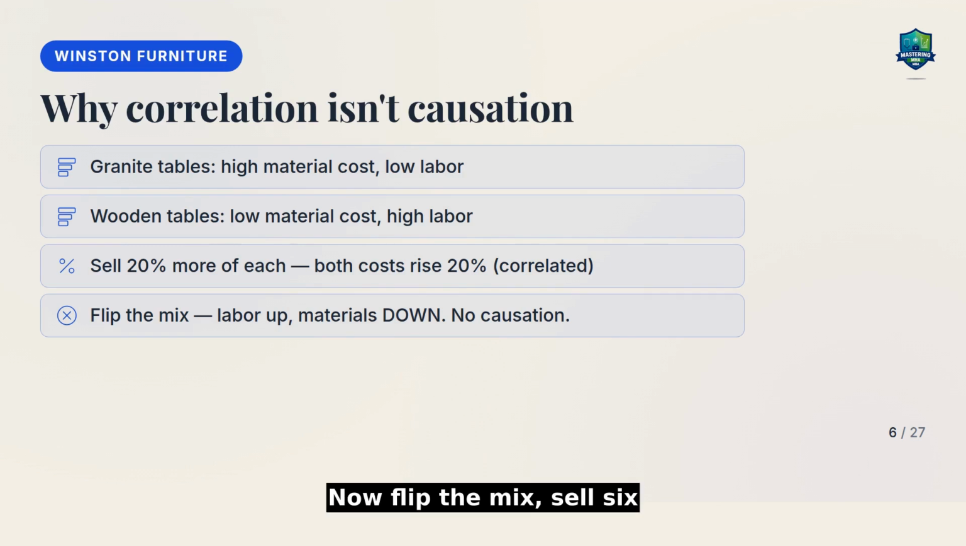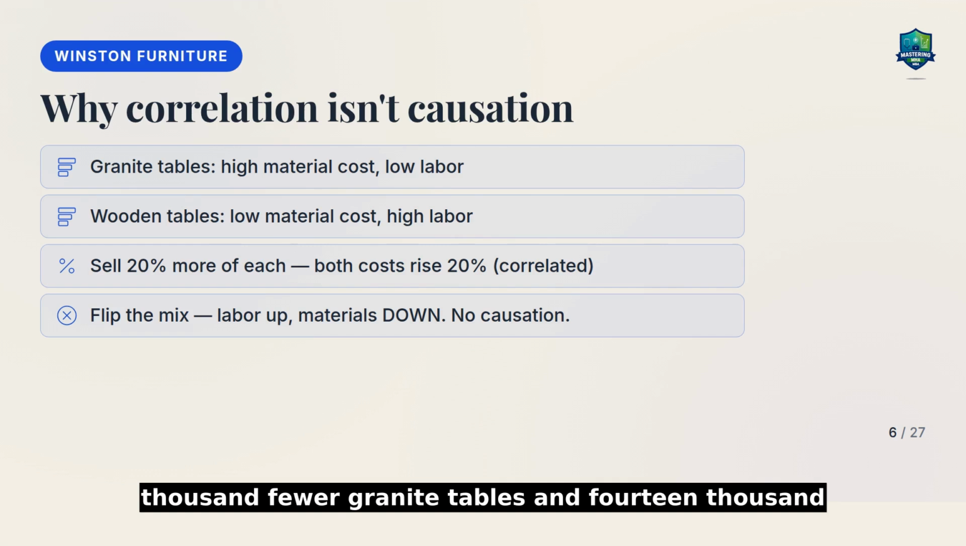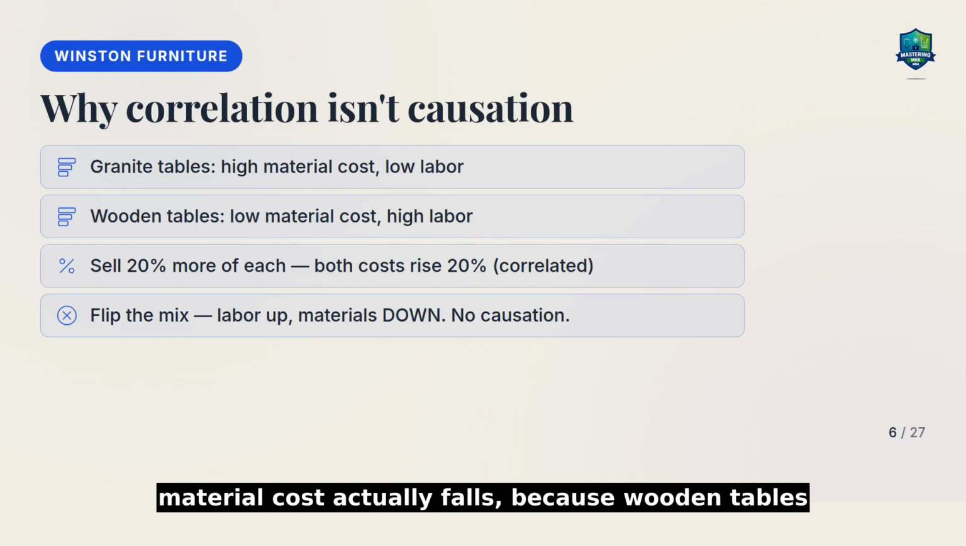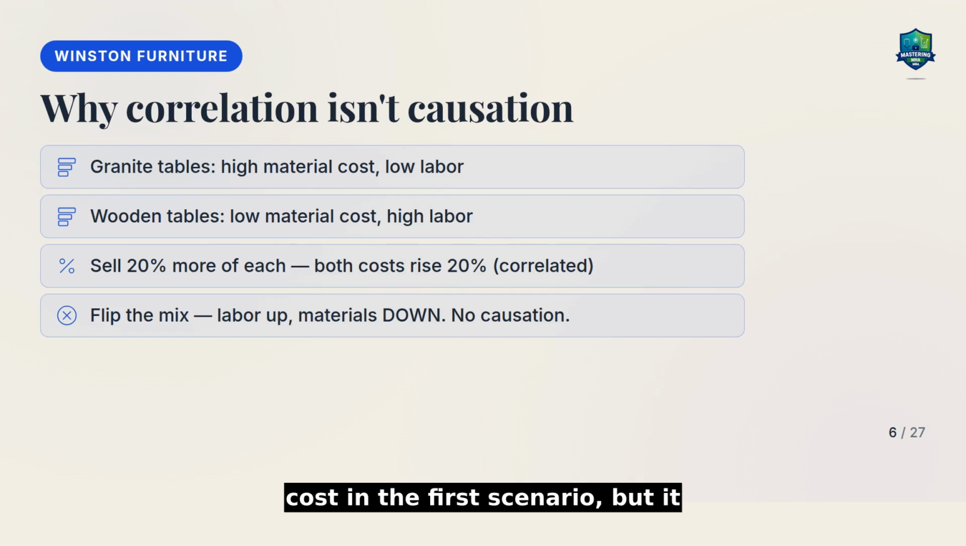Now flip the mix. Sell 6,000 fewer granite tables and 14,000 more wooden tables. Total volume still grew 20%, but labor cost goes up more and material cost actually falls because wooden tables flip the ratios. Direct labor cost is correlated with material cost in the first scenario, but it does not cause it. Use direct labor cost to predict material cost and you'll be wrong every time the product mix shifts.